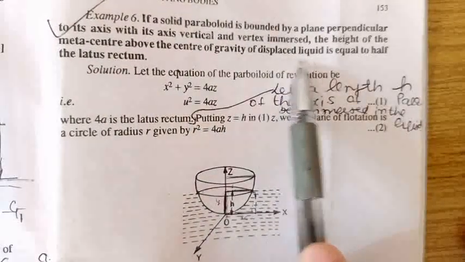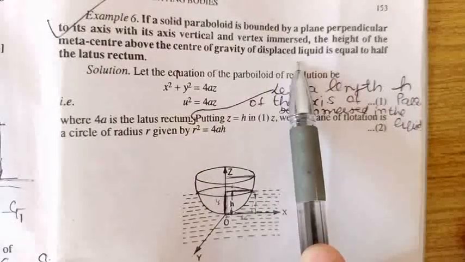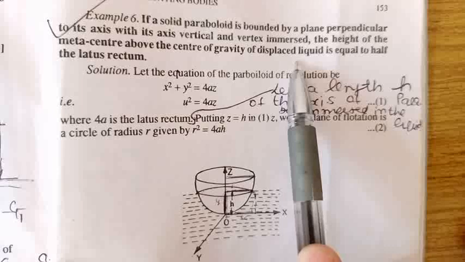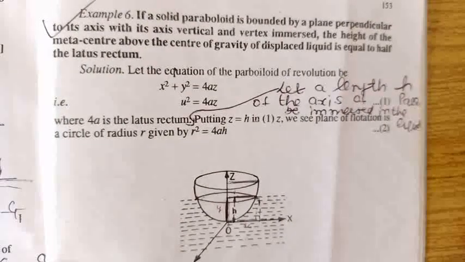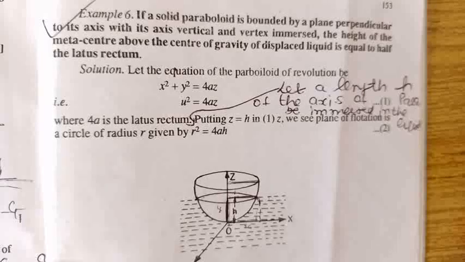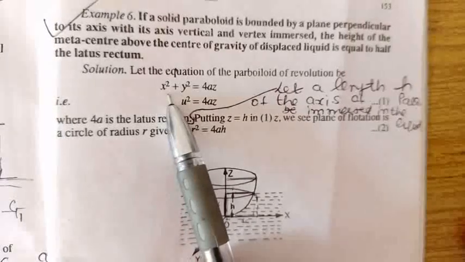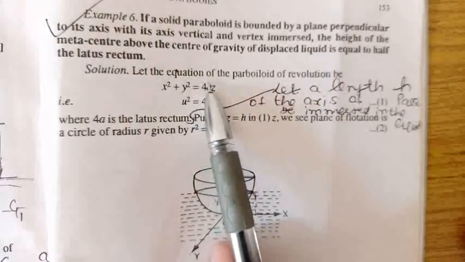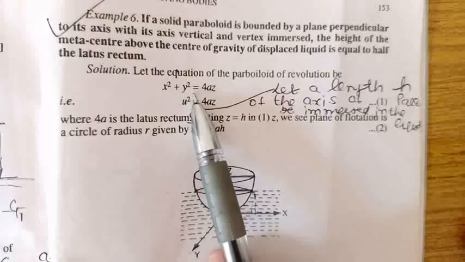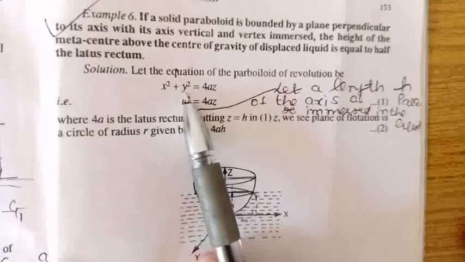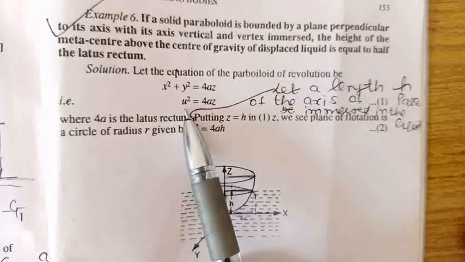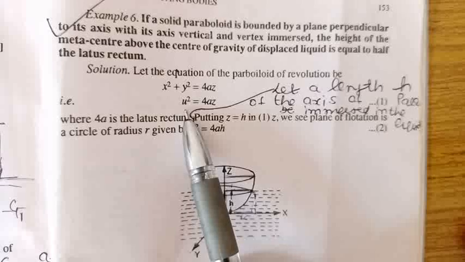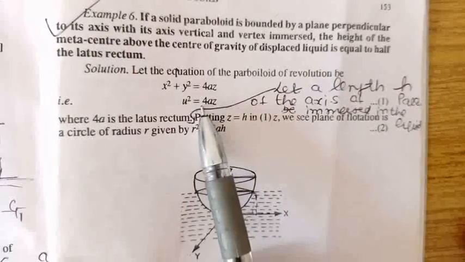The center of gravity of the displaced liquid means the center of buoyancy, which we denote by H. So we have to prove that HM, where M is the position of the metacenter, is half of the latus rectum. Let us take the equation of the paraboloid as x square plus y square is equal to 4az. Here 4a is the length of the latus rectum. Let us denote x square plus y square by u square. So the equation of the paraboloid can be written as u square is equal to 4az.